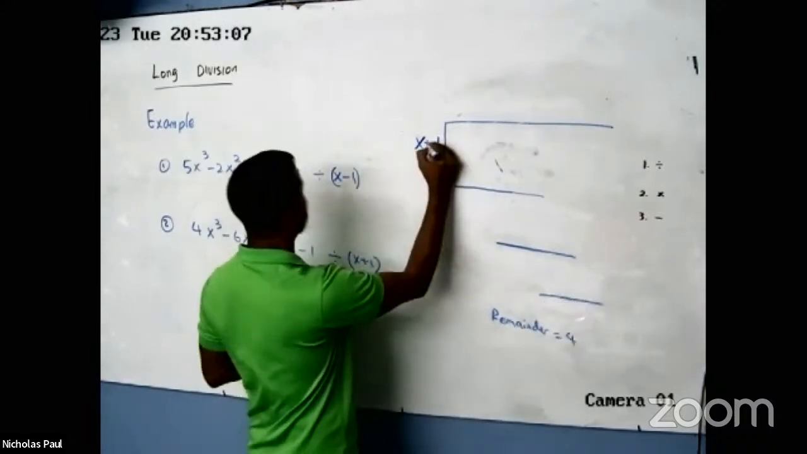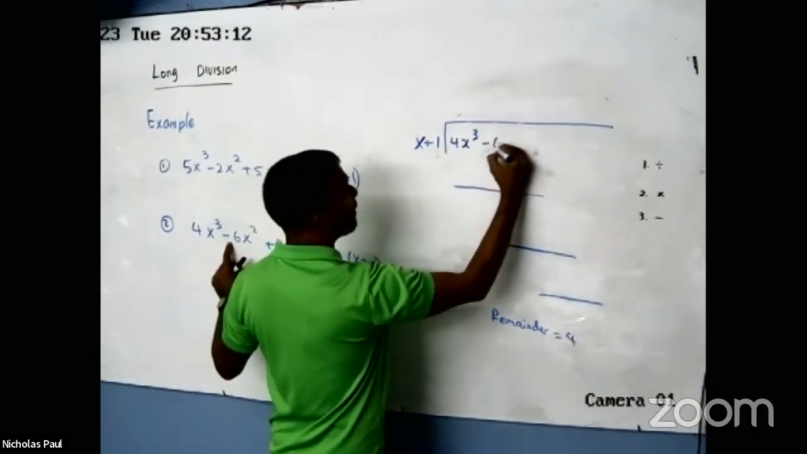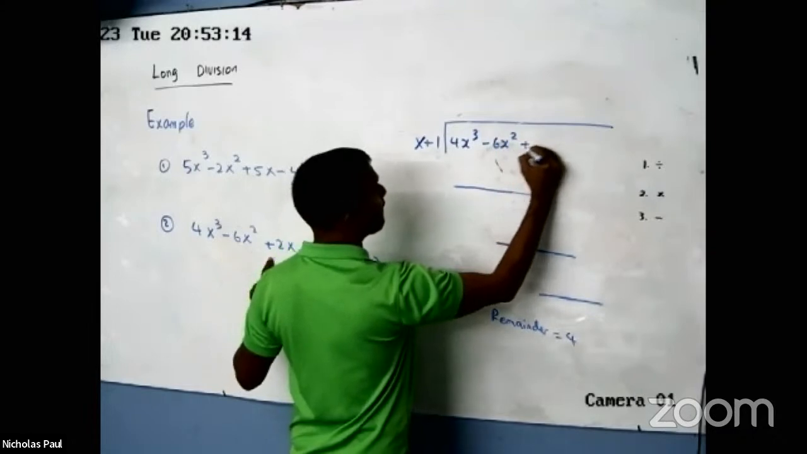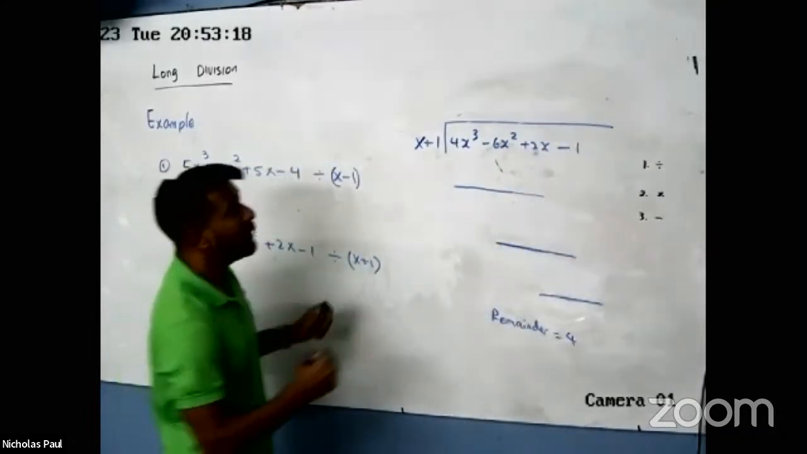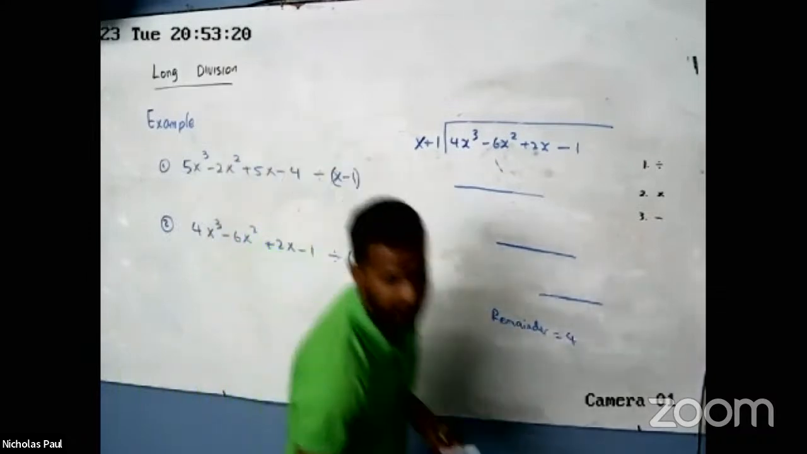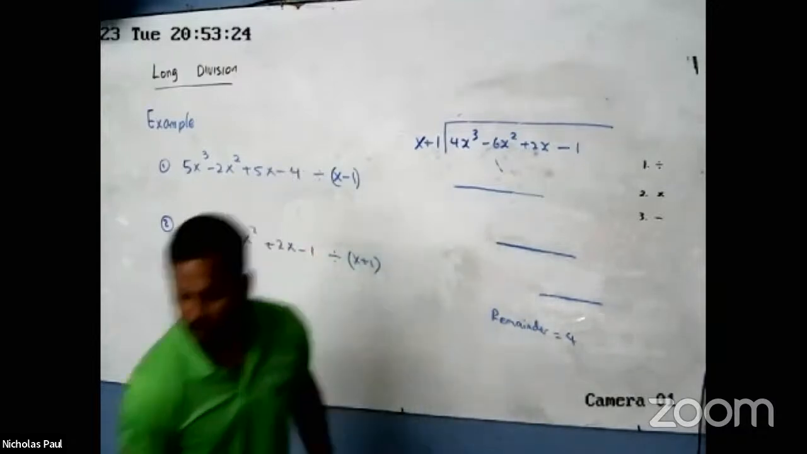Right, so it's x plus 1 into 4x cubed minus 6x squared plus 2x minus 1. Okay, so let's check out and see if we got it right. I've seen one answer that might be right. What did you get, Karen?